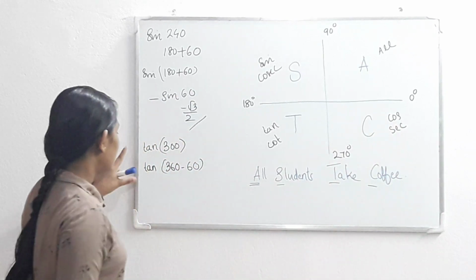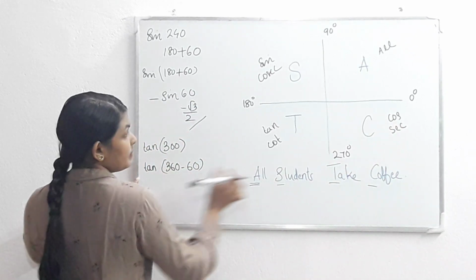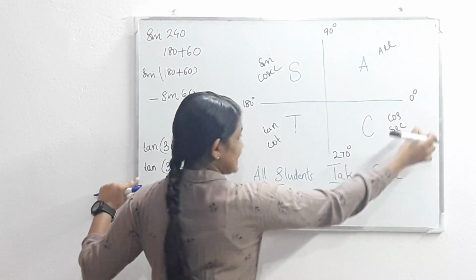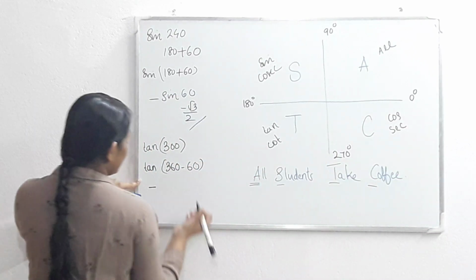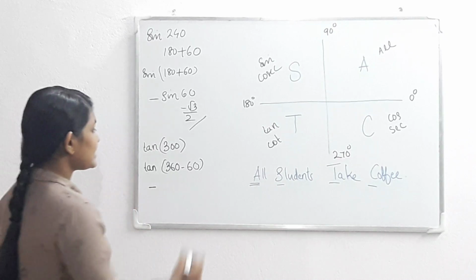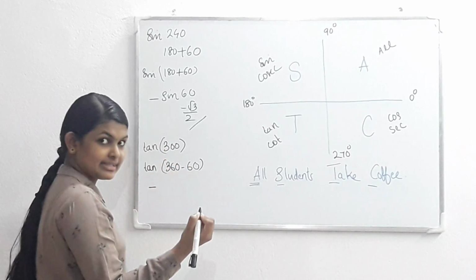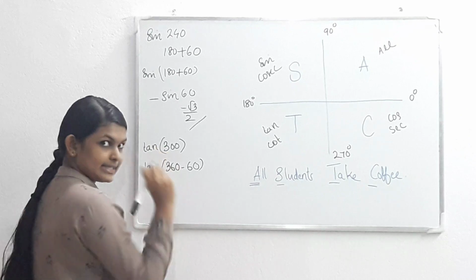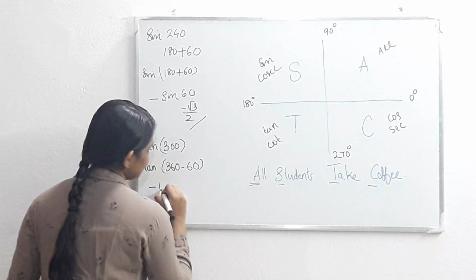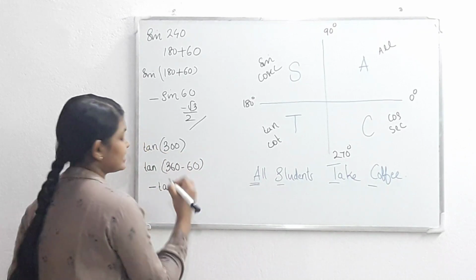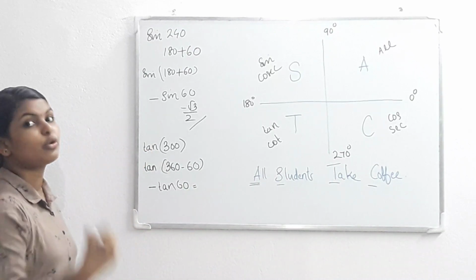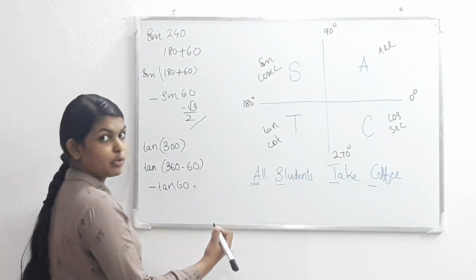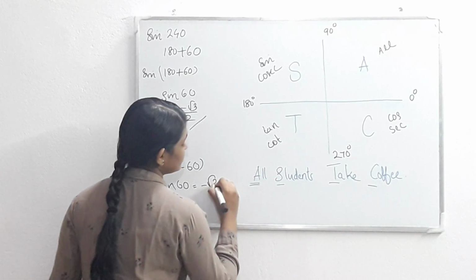And we have to check. In the fourth quadrant only cos and sec will be positive. Therefore tan is negative, so we have to give a negative sign. Now since it is of the form 360 plus or minus theta, this has to be written as itself. So we have to write tan theta. Here theta is 60. So what is the value of tan 60? Tan 60 is equal to root 3. So minus tan 60 will be equal to minus root 3.